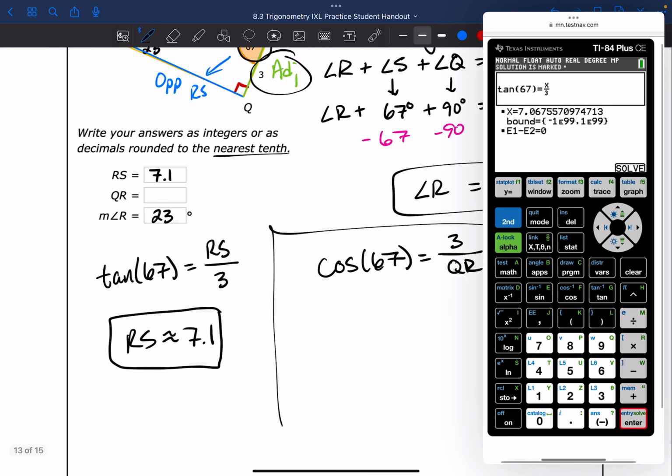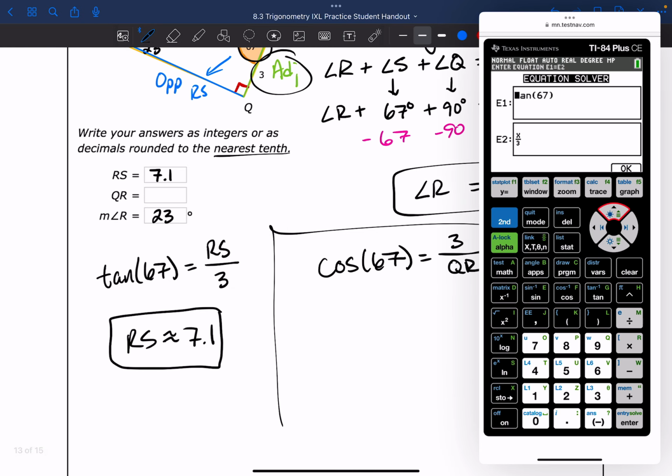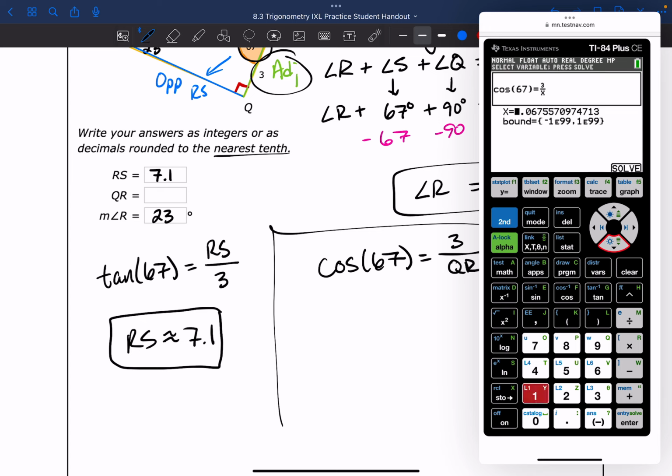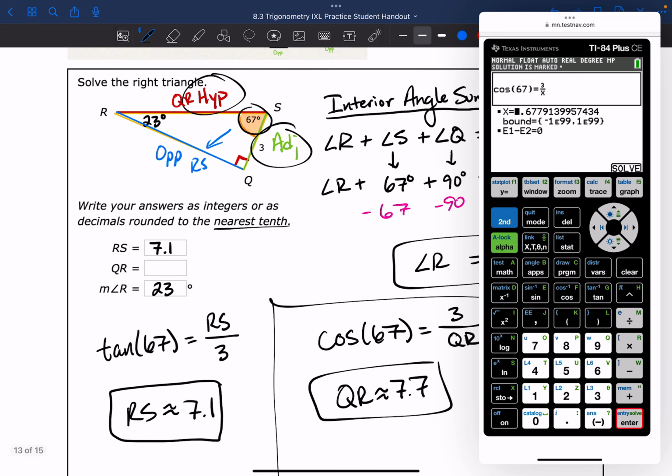And there we go. Grab my calculator, do the same thing, change it to cosine 67. I'm going to put a 3 on top this time, and I'm going to have an x. And this is where I need to make sure I put a 1. If I put a 0, I'm going to have an error. And there we go. I get QR to be 7.7 when I round it. So 7.7, there we go, which means my hypotenuse is 7.7.